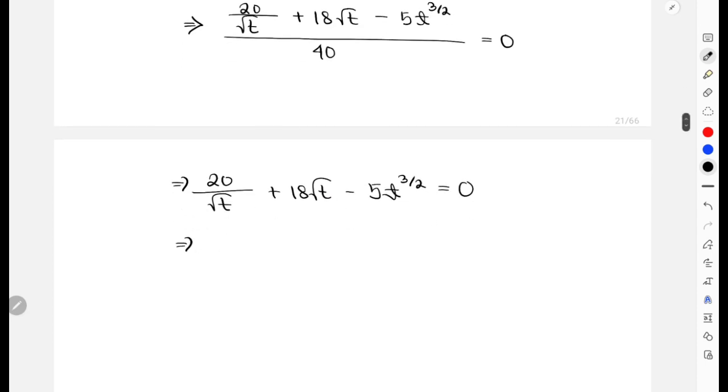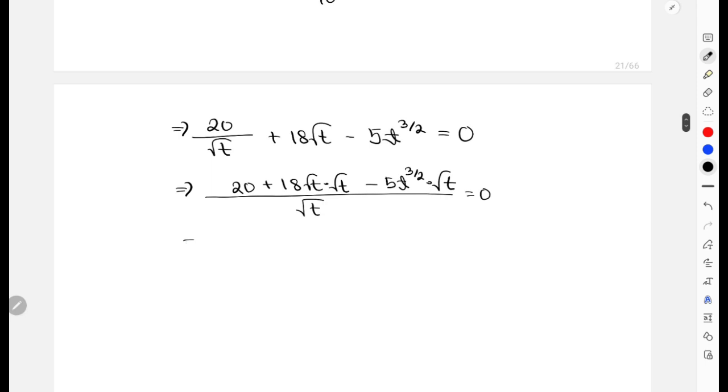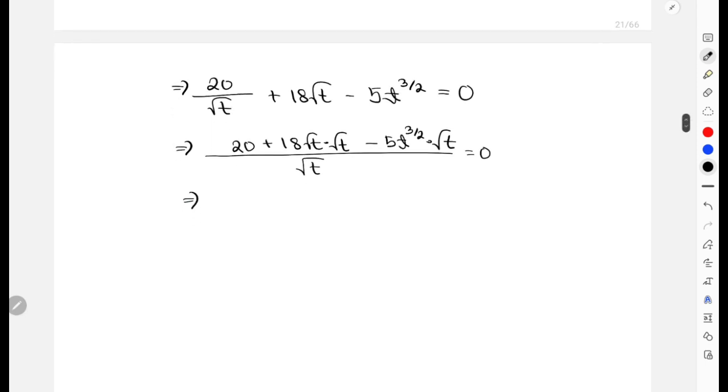And now I can make the total LCM as root t, which is 20. That means 18 root t multiplied with root t and 5t to the power of 3 by 2 multiplied by root t, equals 0. You again take that root t to the right hand side, so it will vanish. And after that, you have 20 plus 18t minus 5t square equals 0.